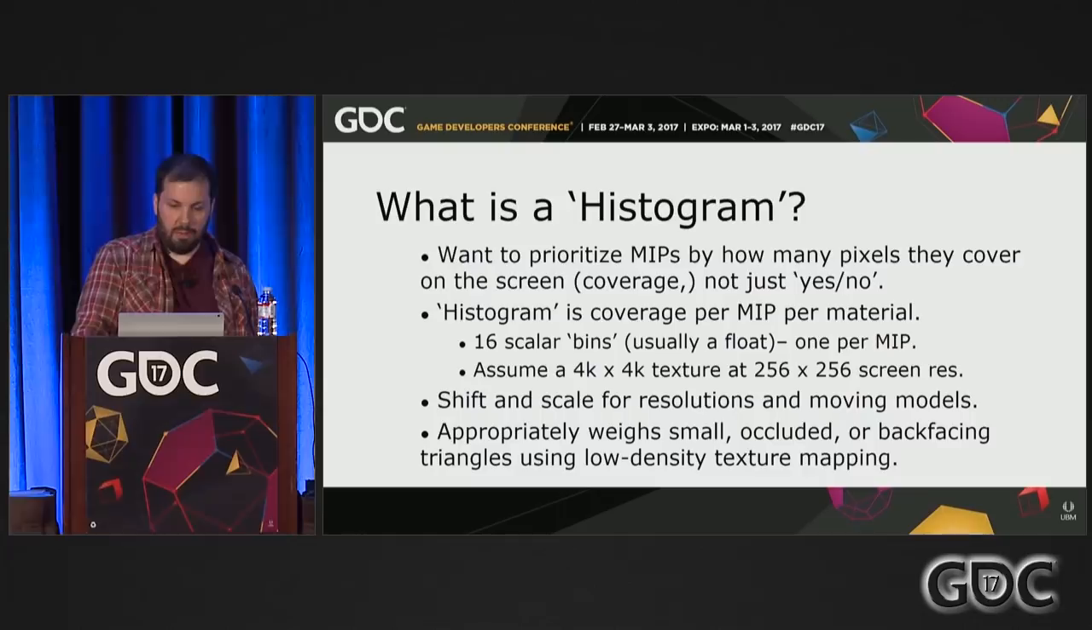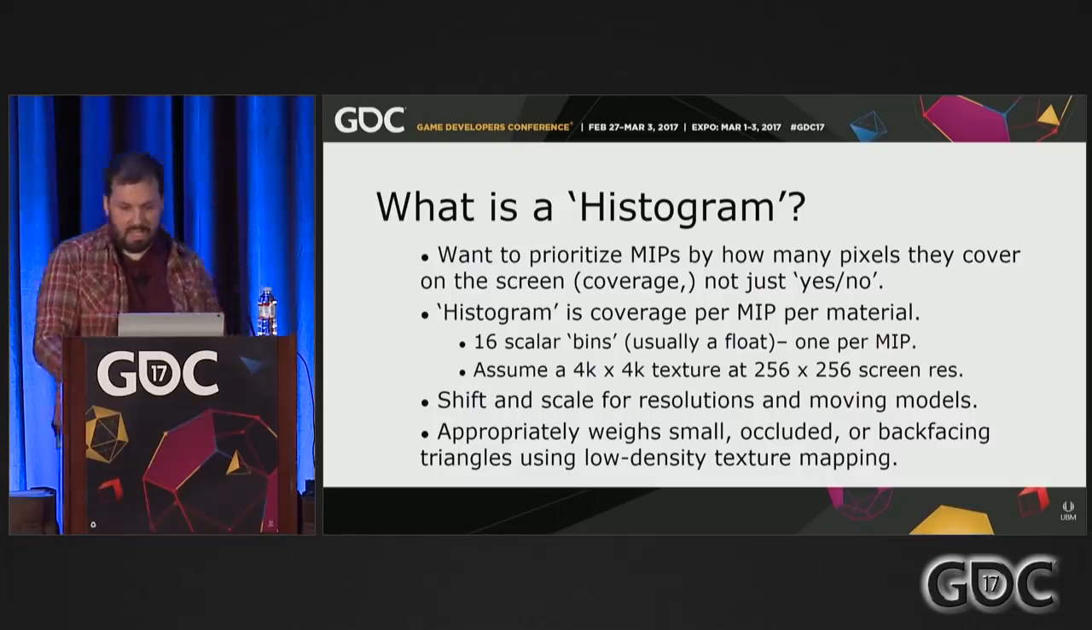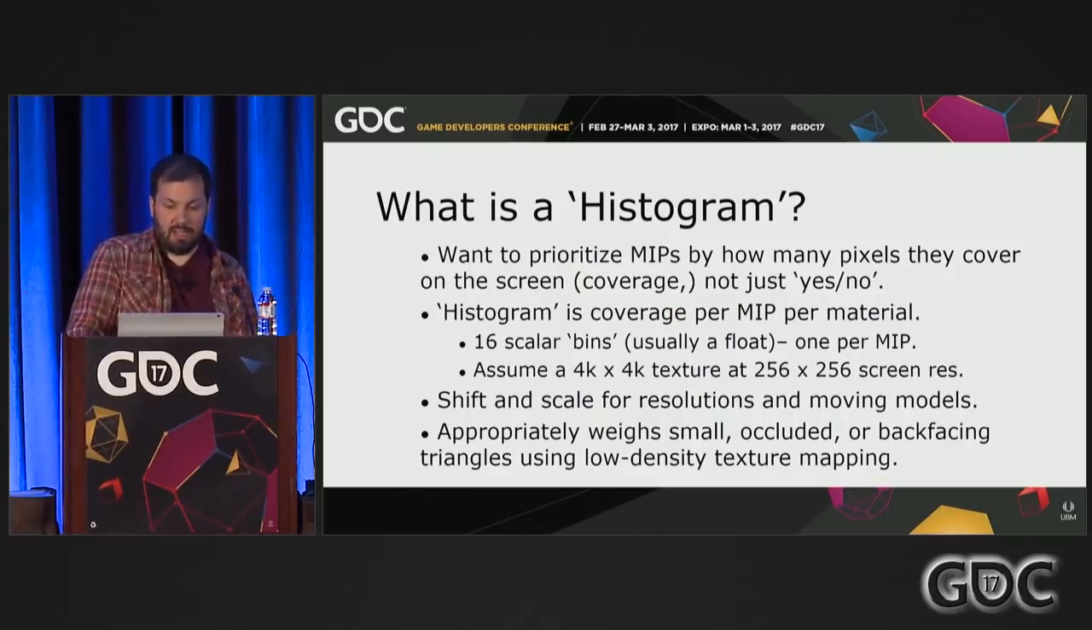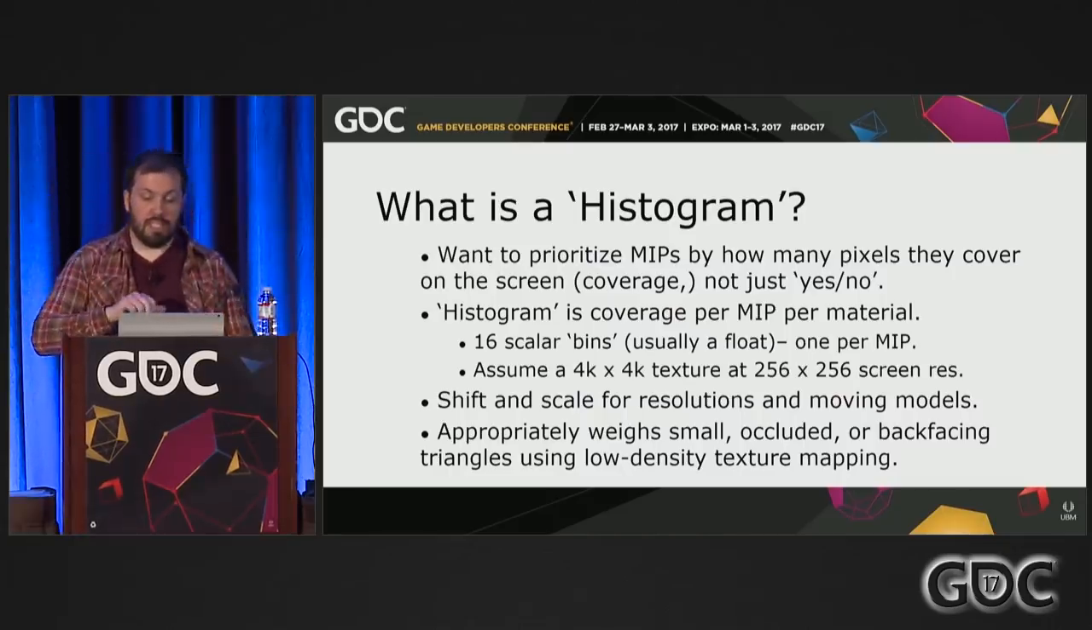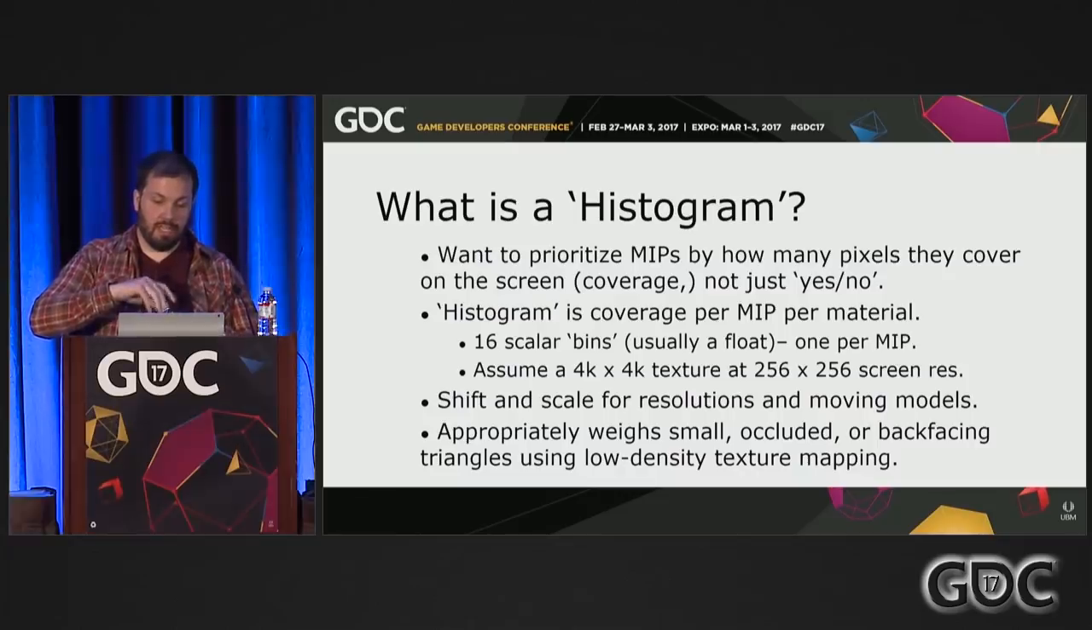In our case, we pre-compute the coverage per MIP per material. And the part that complicates that is that the player can have different final screen resolutions, and a material can have a variety of textures that each have their own resolution. So we assume a nominal 4K texture resolution and a nominal 256 by 256 screen resolution. And our histogram then is just a value of coverage per the 16 MIP levels at that resolution. And so most of the operations then just become shifting and scaling those histograms to accommodate changing circumstances, which I'll talk about in a minute.